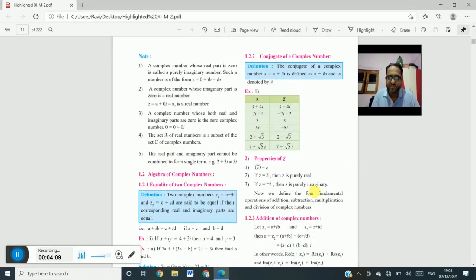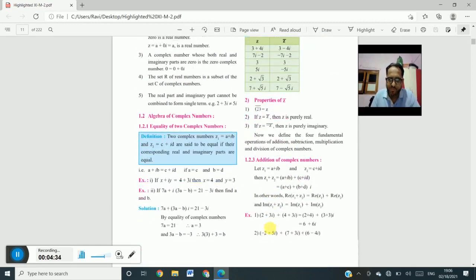See what is next. This is the conjugate of a complex number. Conjugate is indicated by z bar. If z is a plus ib, that is a complex number, then z bar, that is the conjugate of the complex number, is what? a minus ib, right? Then properties of conjugate, see here, these are three properties of the conjugate.